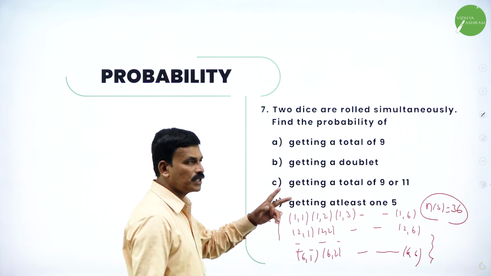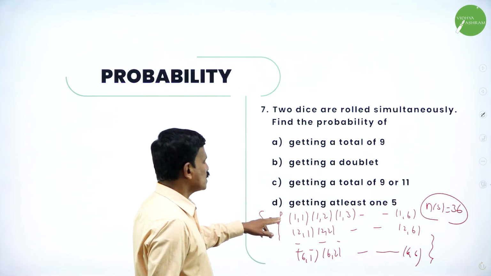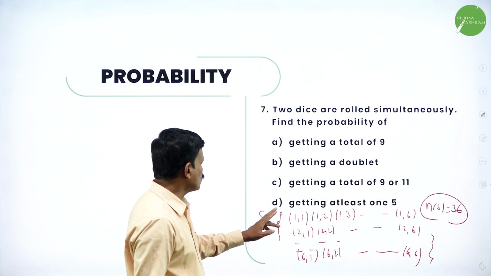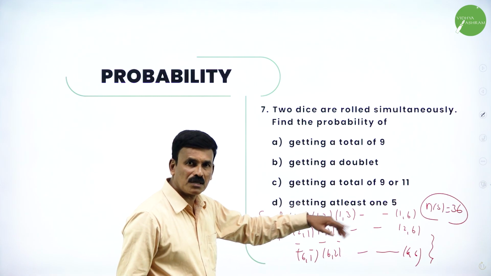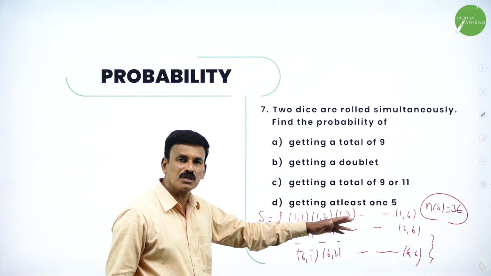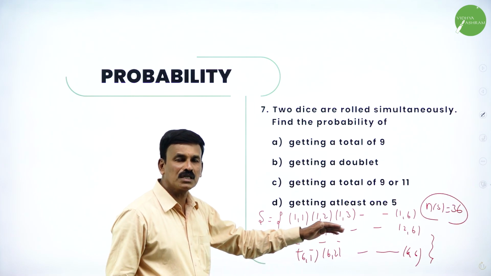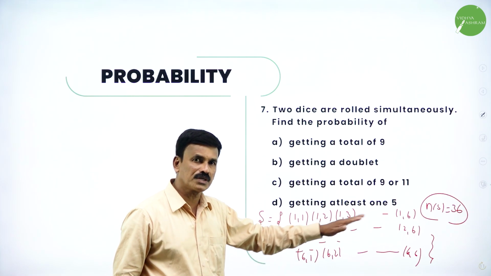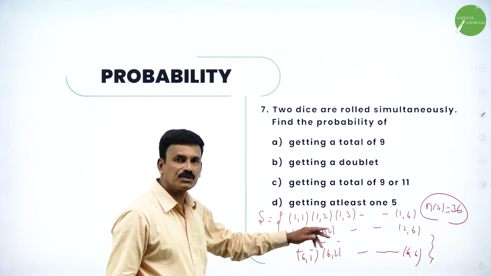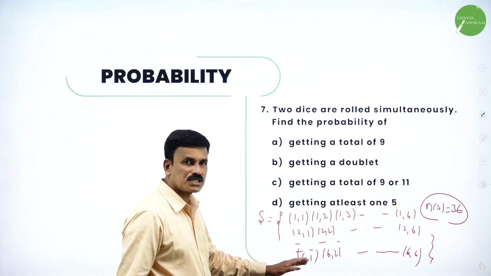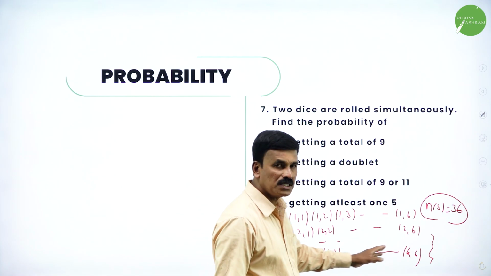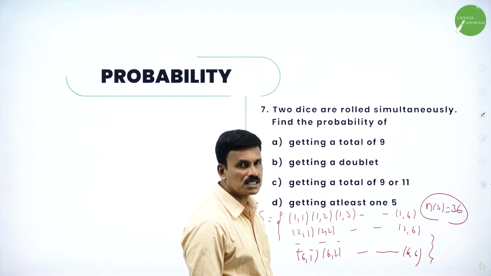Here, if two dice are rolled simultaneously, the possible events are 1,1; 1,2; 1,3; up to 1,6; again 2,1; 2,2; up to 2,6; 3,1; 3,2; up to 3,6; 4,1; 4,2; up to 4,6; 5,1; 5,2; up to 5,6; and 6,1; 6,2; 6,3; 6,4; 6,5; 6,6. So totally 36 events are there.